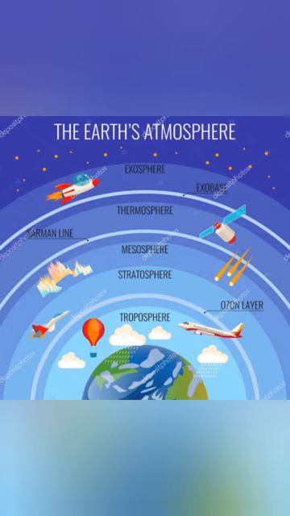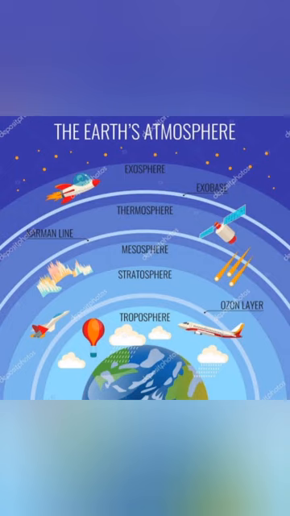Let's discuss them. Troposphere is the lowermost layer of the atmosphere where we live: human beings, plants, animals. We are present in the troposphere. Almost all weather changes take place in this region only.